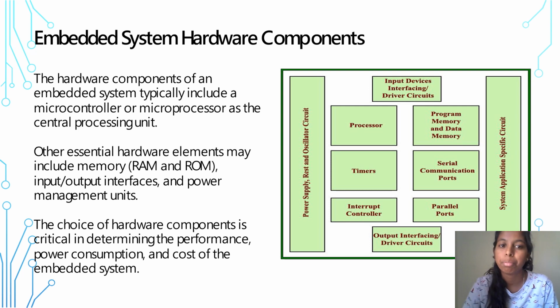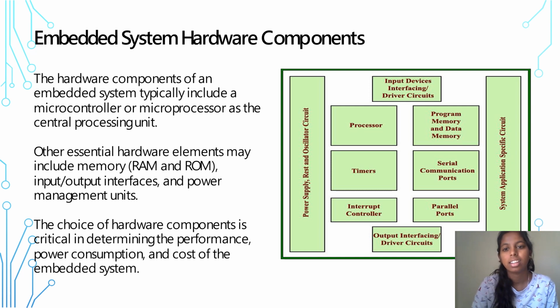Now let's see the embedded system hardware components. The hardware components of an embedded system typically include a microcontroller or microprocessor as the central processing unit. Other essential hardware elements may include memory. In that memory we'll get RAM and ROM, input or output interfaces, and power management units. The choice of hardware component is critical in determining the performance, power consumption, and cost of the embedded system.